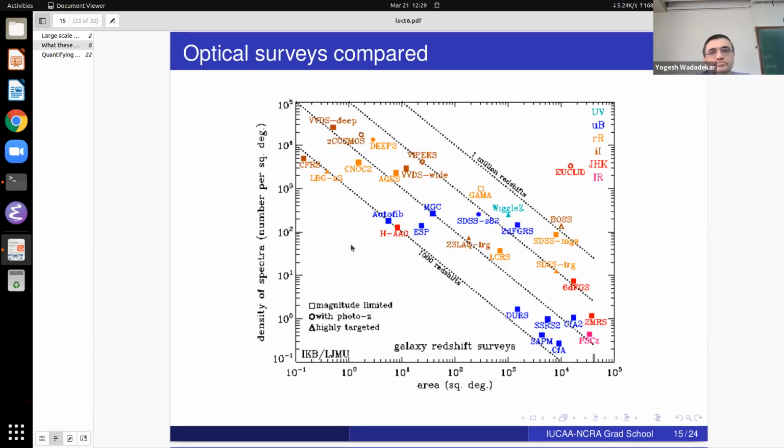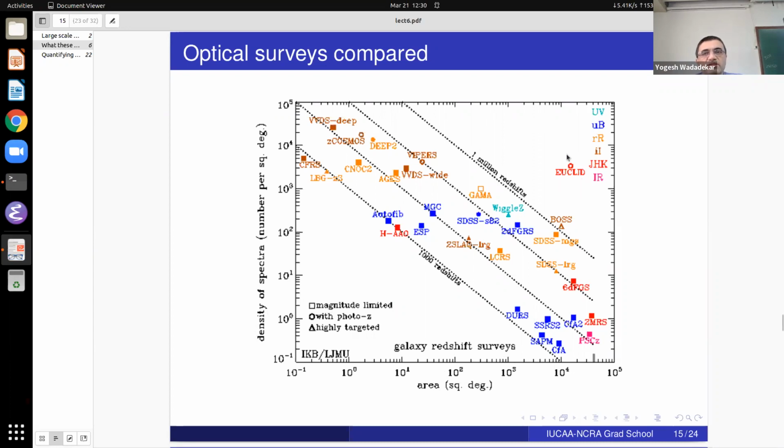Okay, so a number of surveys have been carried out in recent years, and some of them are coming in the near future. So this is a plot in which what is shown on the x-axis is the area in square degrees of the redshift survey, and on the y-axis is the density of spectra, which is the number per square degree. So obviously, ideally, you want very large area and very large density. You want to be here.